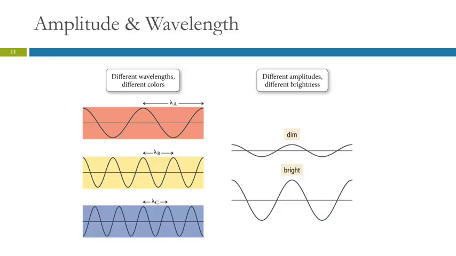So here we have different amplitudes. This is a lower amplitude. This is a higher amplitude. And so for light, that corresponds to dim light or bright light.